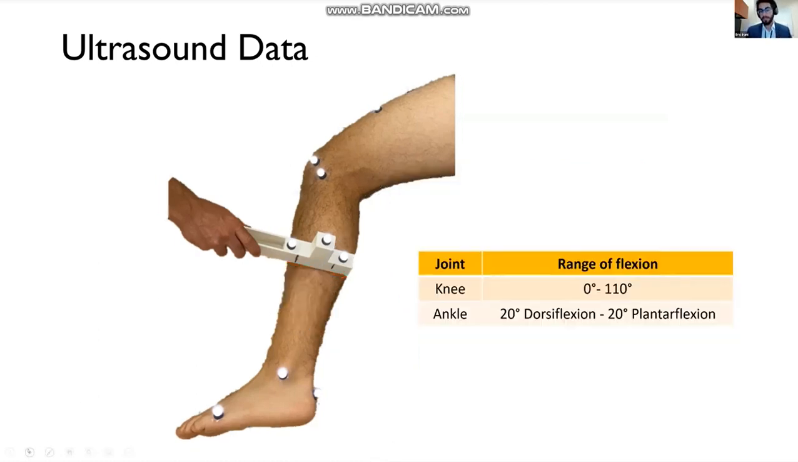This was done at a series of both knee and ankle angles because we really wanted to look at the biarticular nature of the gastrocnemius and how that affected its muscle pathway.